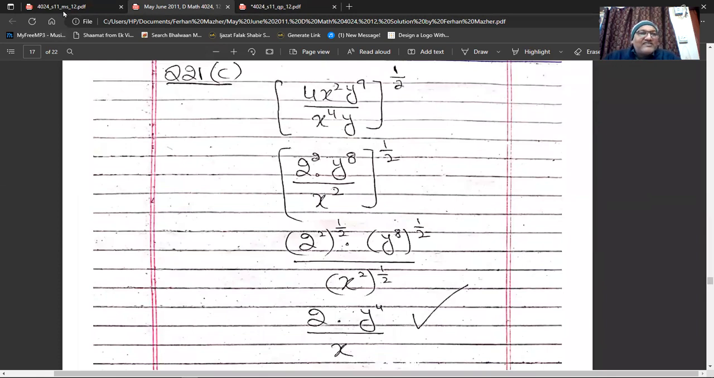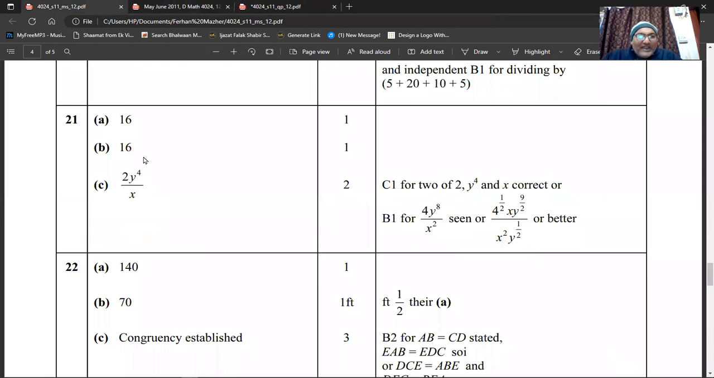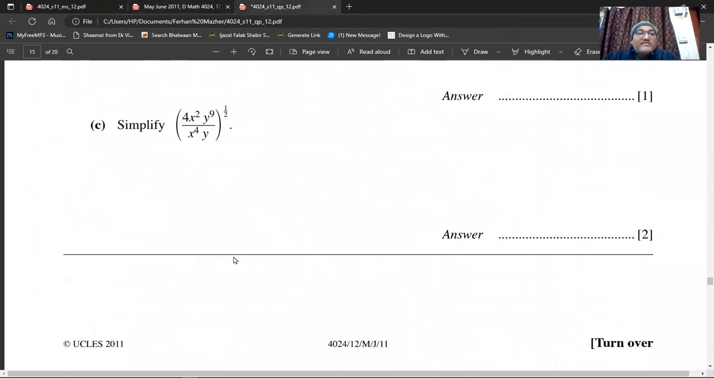That is our final answer. 2y raised to power 4, the whole thing divided by x. That is the answer. So our answer is right.